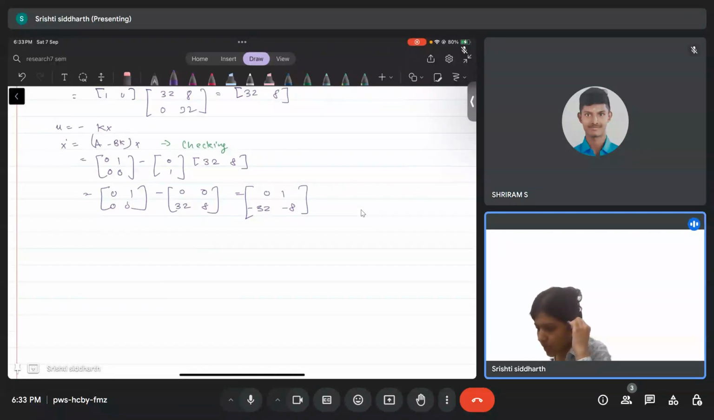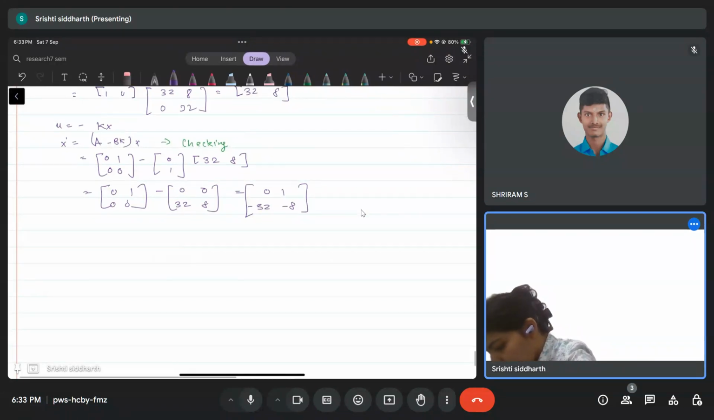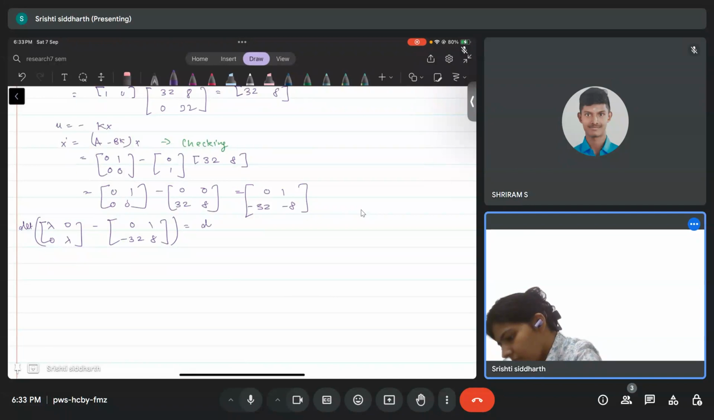So what's the characteristic equation then? This is in CCF, right? So the characteristic equation is simply the determinant of [lambda 0; 0 lambda] minus [0 1; -32 -8]. So let's expand this. Lambda square minus 8 lambda plus 32.